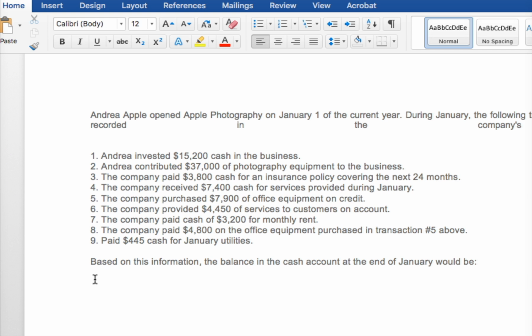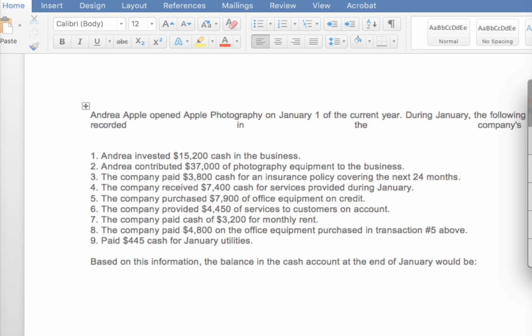Okay, so again, we're looking at cash. Might be helpful to make a T-chart, but we just want to look at each of these transactions and say, yes, it did affect the cash account, or no, it did not. Okay, Andrea invested $15,200 cash in the business. Yes, that would increase cash in the business. So we'll add that. Contributed $37,000 of photography equipment to the business. Equipment is not cash, so we will not include number 2.